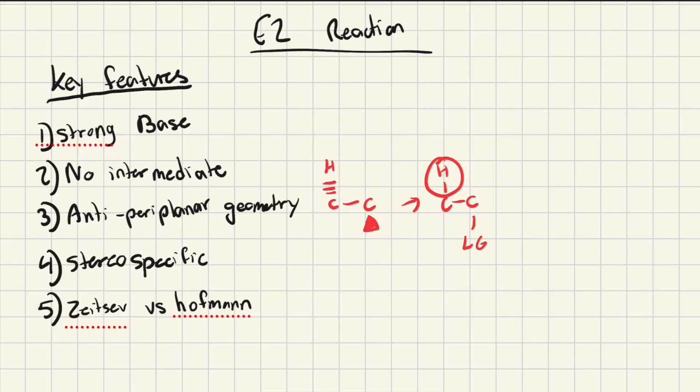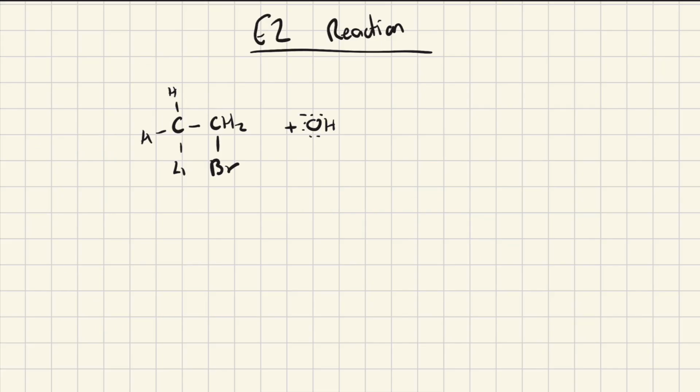Zaitsev products are the more substituted alkene. That means the two carbons involved in our double bond have more substituted alkyl groups. This is usually favored. But if we have a bulky base, going back to our first feature, our Hofmann product, or our less substituted alkene, is going to be favored. And again, it has to do with steric hindrance. It'll be more difficult for the bulky base to go into a place that has more substitutions, so it'll take less energy for that base to just grab one of the hydrogens off the end. Let's look at this first reaction.